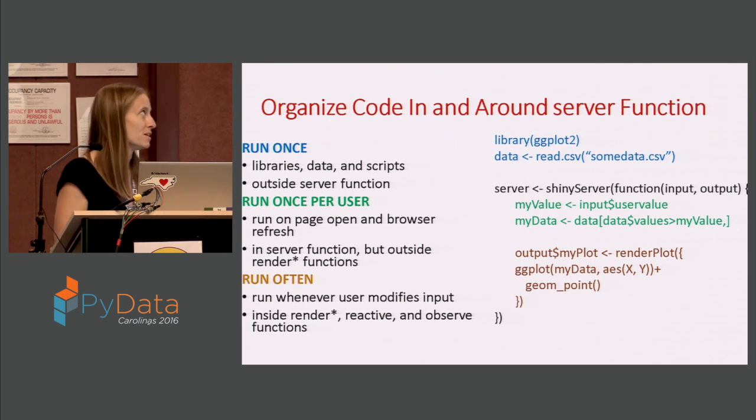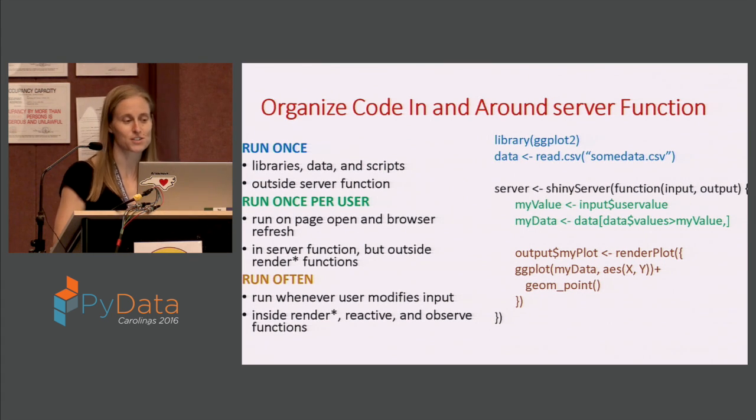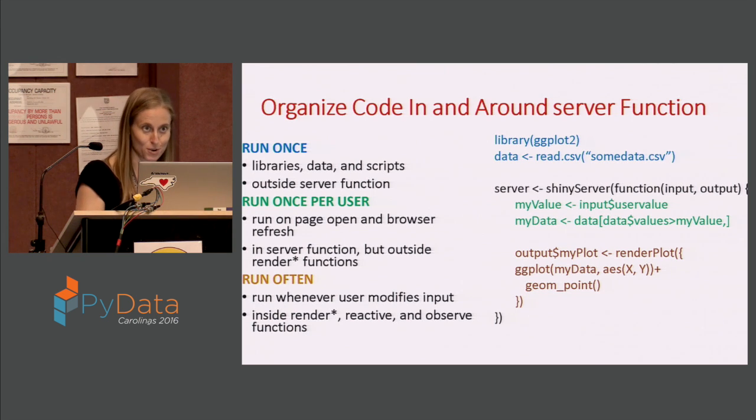So they have advice on where to put things. You have to think about which things you want to run once. Typically, you want to load your libraries once. You don't want to load your libraries every time someone clicks on something. Typically, you want to load the main data file once, or any scripts that you have, not reload them every time someone clicks on things. And so those are going to be outside your server functions. So these are like your blue things at the top.